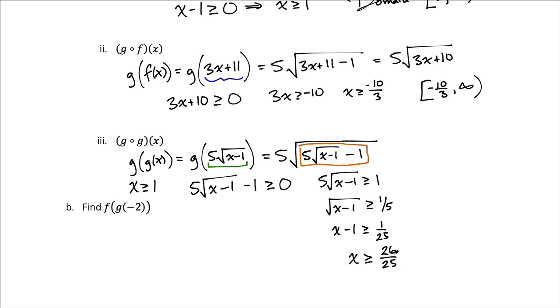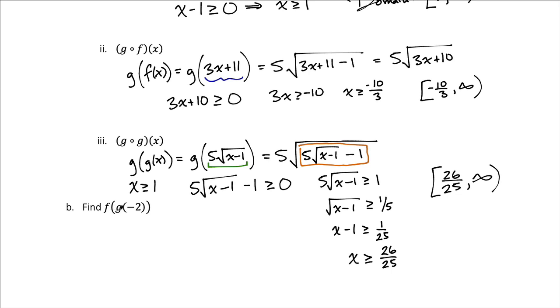So this is what we actually have to have true. Now notice that if x is greater than or equal to 26 over 25, then it's certainly greater than 1. And so it turns out that that right there includes all the restrictions that we need. And so our domain is simply 26 over 25 to infinity.